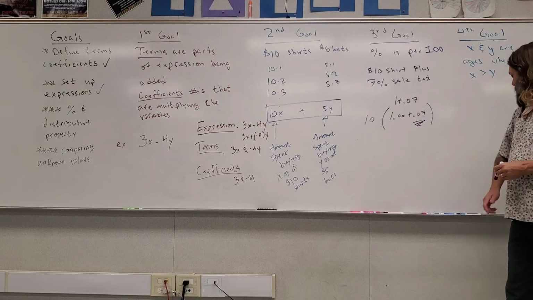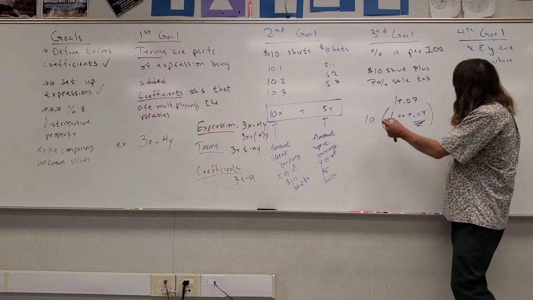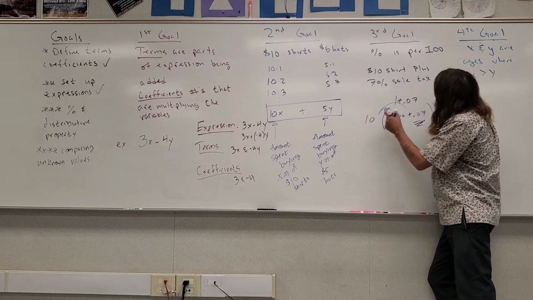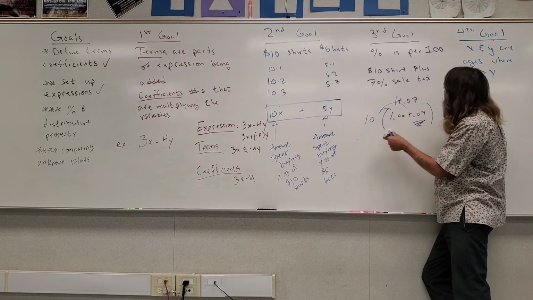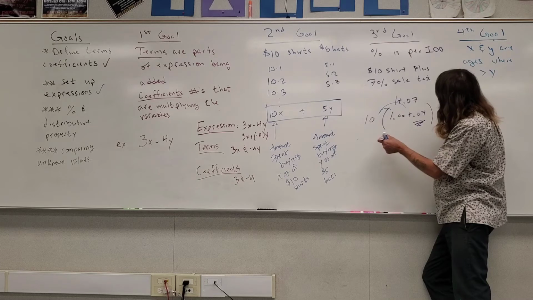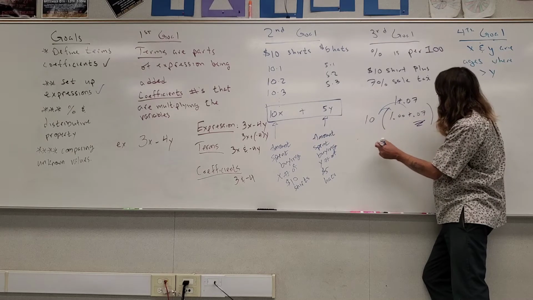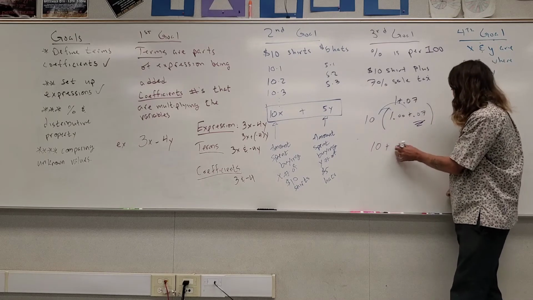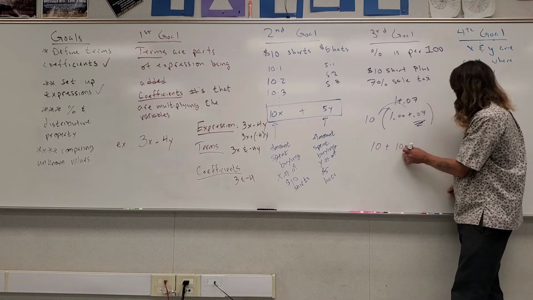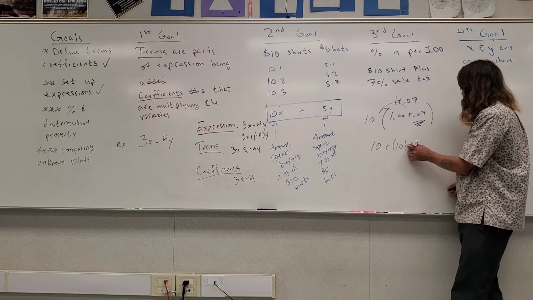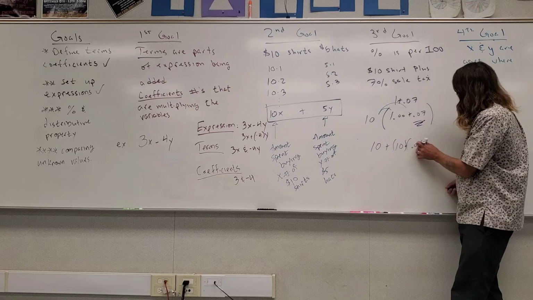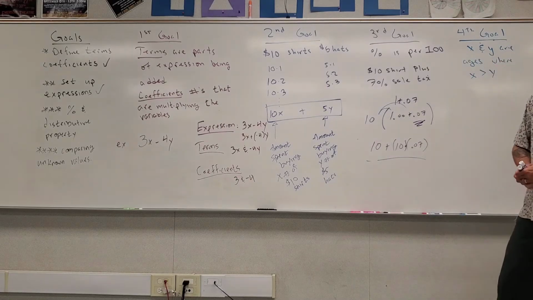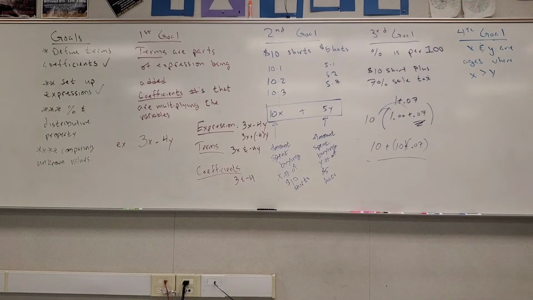So the next thing that we're going to do, just to finish this, is we're just going to multiply this out. Distribute. So that means that the cost of a $10 shirt with 7% sales tax will be 10 times 1, which is 10, plus 10 times 0.07. So this is how we would calculate the cost of a $10 shirt with a 7% sales tax.